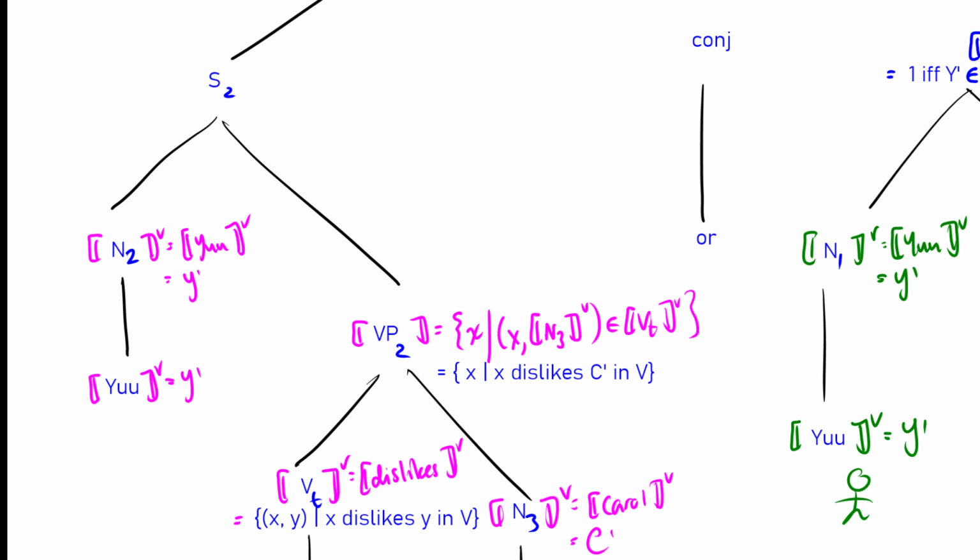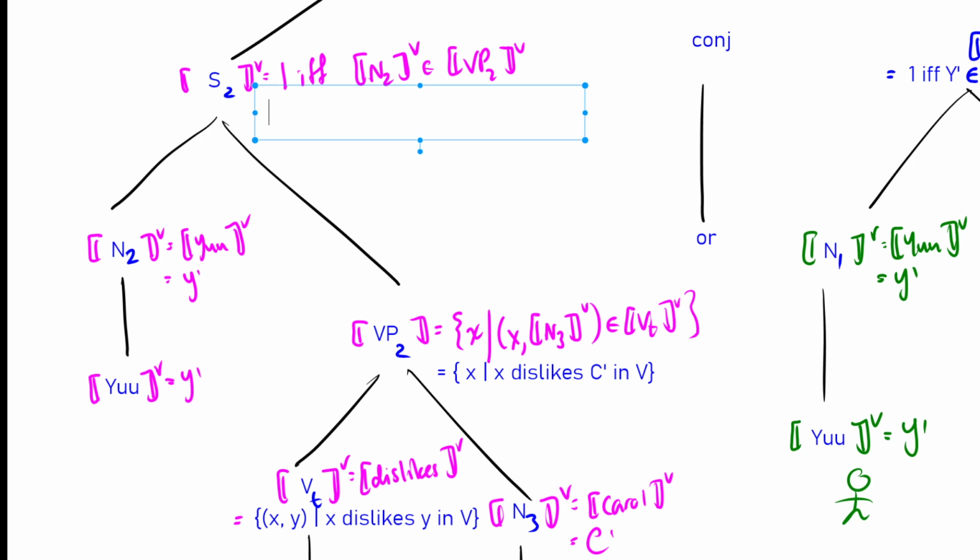Okay. So the value of this sentence is going to be true if and only if our subject noun is an element of our verb phrase here. So we can paraphrase this and plug in some values. This is going to be true if and only if y prime is an element of our set of x such that x dislikes Carol in our situation. So the meaning of the sentence U dislikes Carol is true if U is in the set of x such that x dislikes Carol.